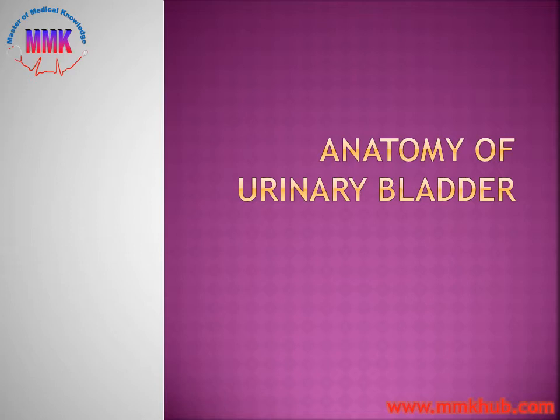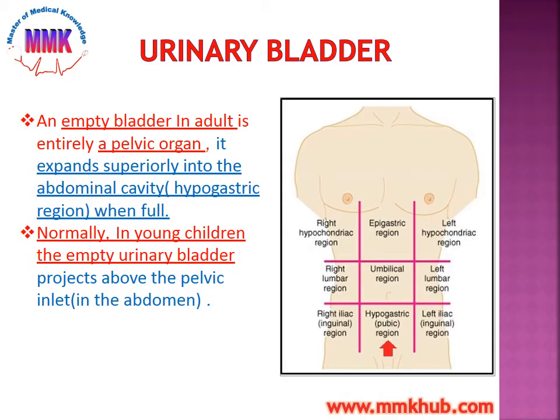Sabahat. Today we would discuss the anatomy of urinary bladder. An empty bladder in adult is entirely a pelvic organ. It expands superiorly into the abdominal cavity, hypogastric region when full. Normally in young children, the empty urinary bladder projects above the pelvic inlet in the abdomen.